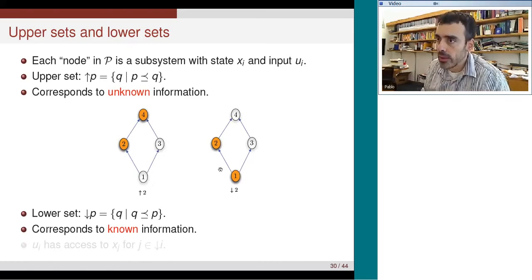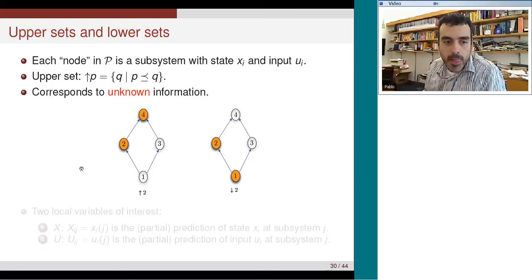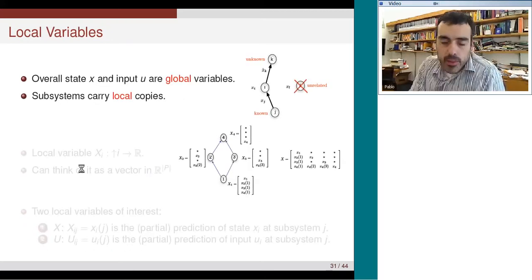Again, this is fairly intuitive. These definitions just capture the notion of past and future, and the formal definitions are exactly what's in here. The upper set of P is all the Q's that are above P, and the same thing is true in the other case.